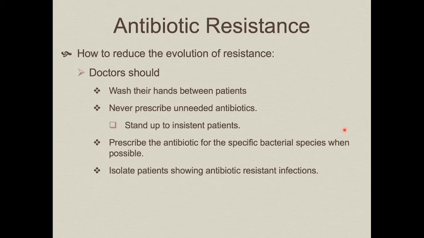If you do have to prescribe an antibiotic for a bacterial infection, if you know what that bacteria is, you can prescribe very specific antibiotics that just target that and avoid the use of broad spectrum antibiotics. And lastly, worst case scenario, if you are treating a patient that's not showing a good response to the use of antibiotics and showing some antibiotic resistance, you have to isolate those individuals. They need to be quarantined so that those bacteria won't spread throughout the hospital or the community.